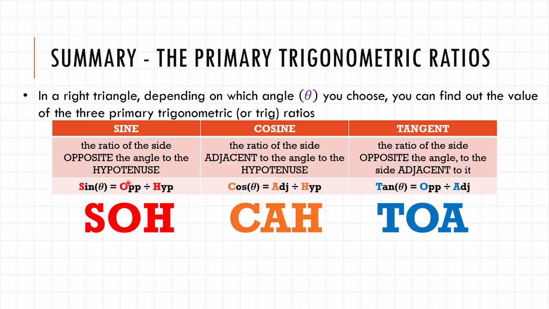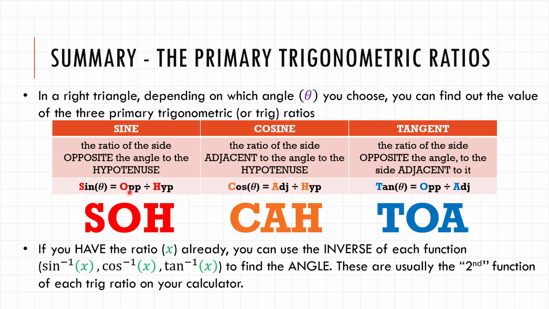you already have this number, maybe it's 0.5, maybe it's 0.7071. If you have the ratio already, you can actually use a function on your calculator to find out what is the angle that is associated with that ratio. All you have to do is look for these buttons on your calculator. These are called the inverse. This is the sine inverse, the cosine inverse, and the tangent inverse.